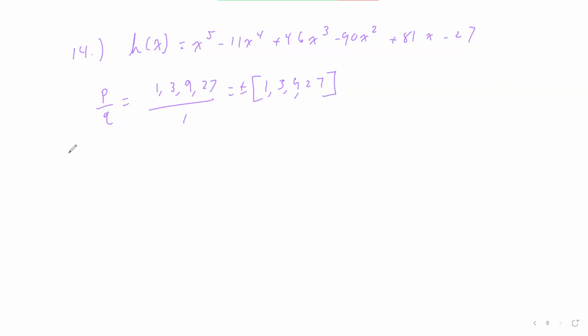So let's see. So let's try. We'll try +1 first. So that'd be x to the fifth. That'd give me 1. X to the fourth is -11. X cubed is 46. X squared is -90. X is 81. And my constant's -27. So -10, 36.